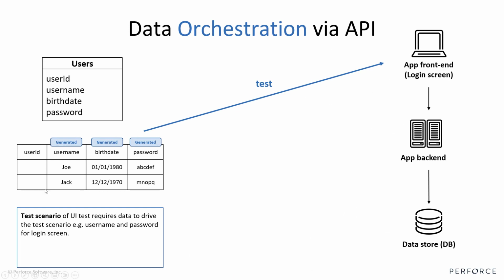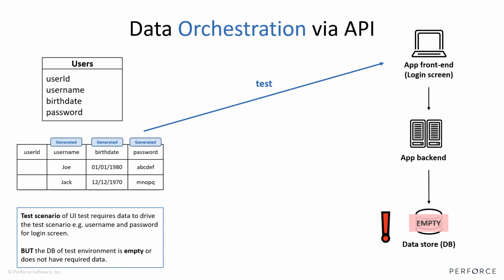So if you look at our example, in the table on the left, this is the data that we can generate. We're going to generate the name, the birth date, and the password. But if we were to run this test to just try and log in, obviously this user does not exist in our database. So the test won't work.